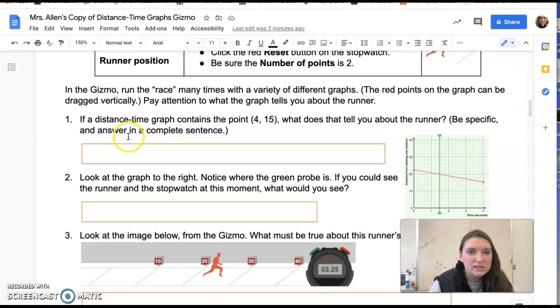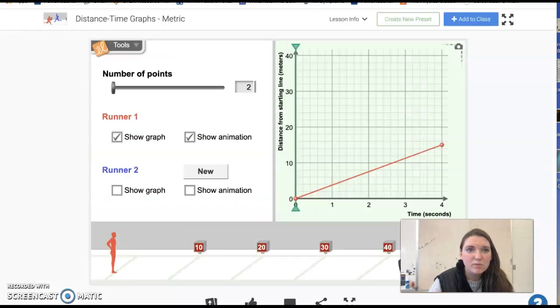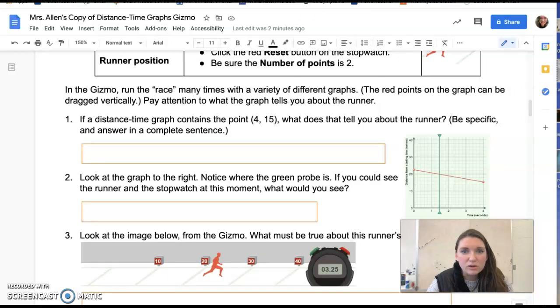The first question here is, if a distance-time graph contains the point (4, 15), what does that tell you about the runner? So I came over here and did that, and in this case, if we kept it just like this, that would mean the runner had run 15 meters from the starting line in 4 seconds. But that's also true if it looks like this, right? The difference here is that maybe they started farther away from the starting line, but they still ended up at 4 seconds.